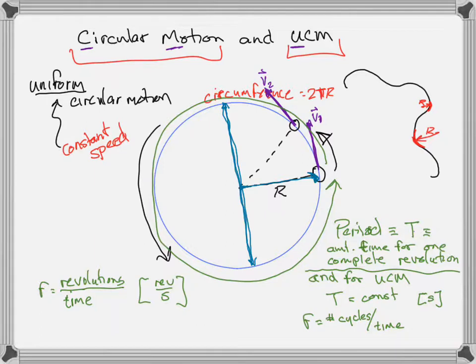So what is the relationship between frequency and period? Well, if period is the amount of time for one revolution, so it's time per cycle, and frequency is cycles per time, then frequency is just 1 over the period. Okay, what are the units of frequency again? The units of frequency are revolutions per second.